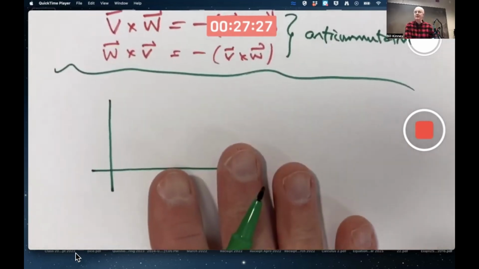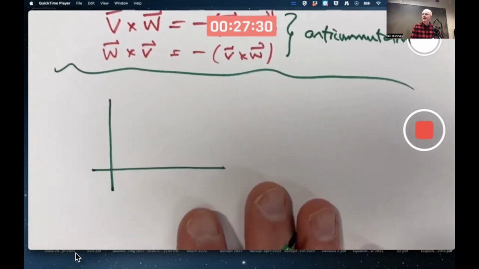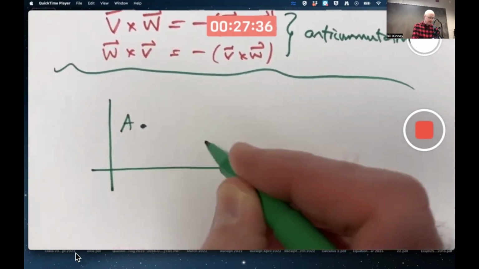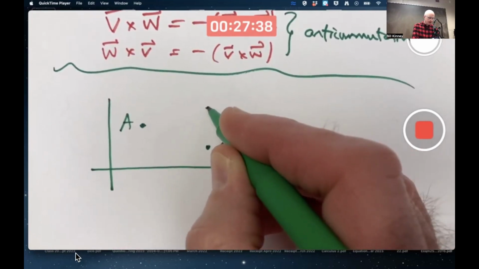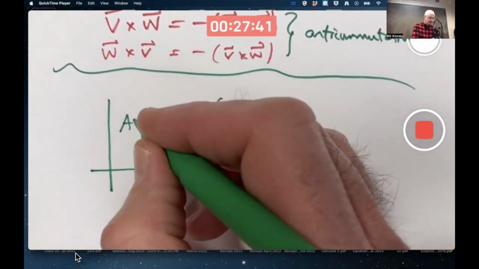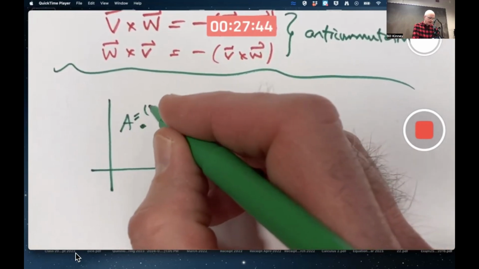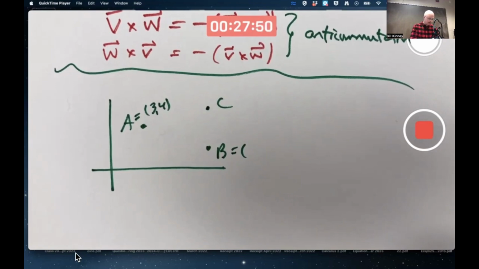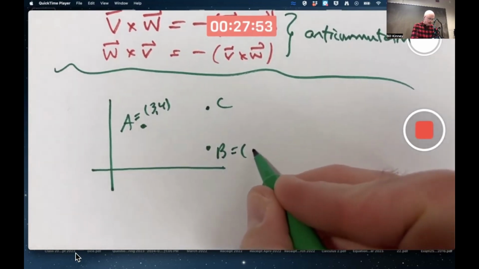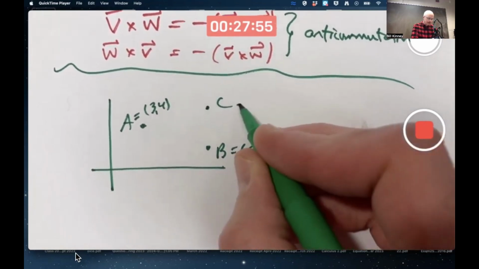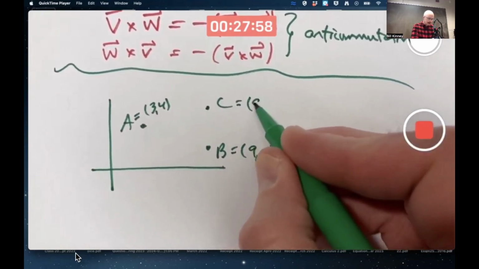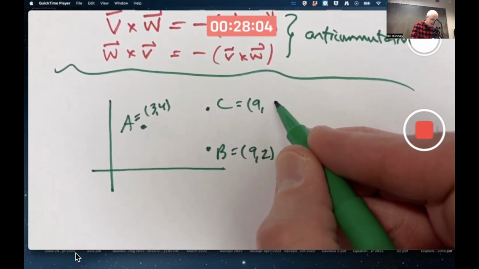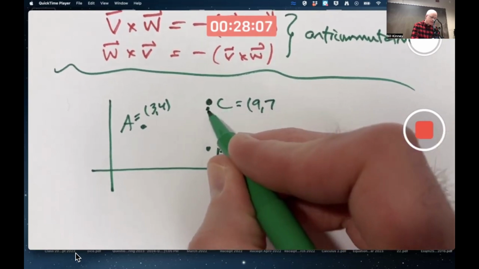I'm drawing a plane here, not three-dimensional space. Here's a two-dimensional plane. Let me mark 3 points in this plane. Call these points A, B, and C. And let's give rectangular coordinates to these points. Let's say A is the point 3, 4. B is the point in rectangular coordinates 9, 2. And C, it looks like it might be 6, but let me make it 7. I'll put it up here a little bit more.